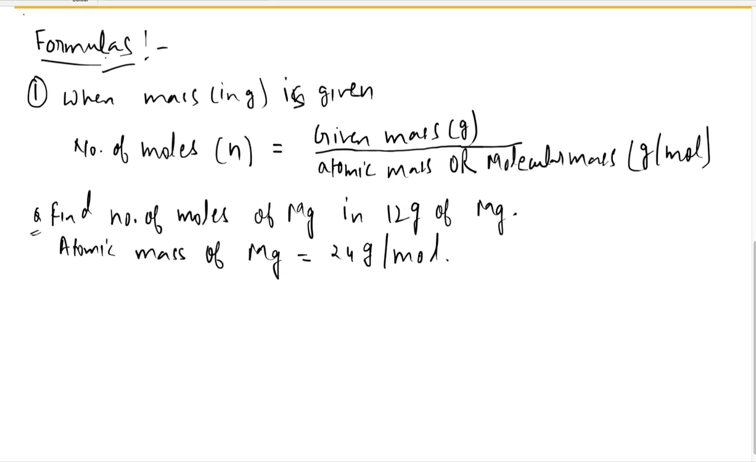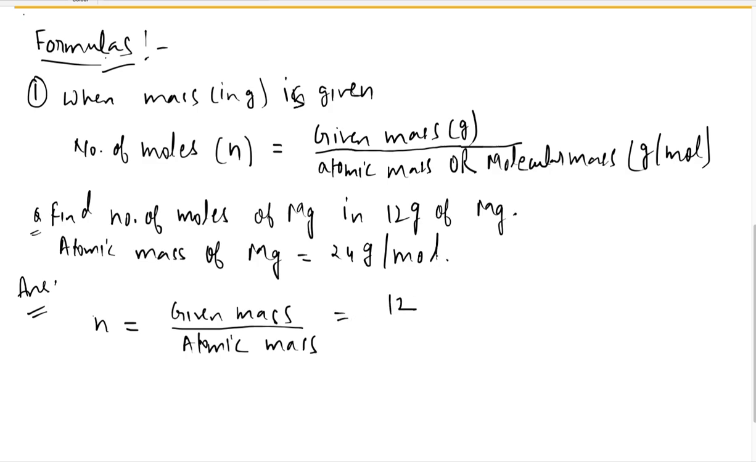So we can just put it in the formula which I have written over here. The number of moles is given mass upon atomic mass. So this will be 12. We have to make sure this is in gram. The units are the same. It is also in gram per mole. Had it been given in kg, you would have to convert it. So please be careful about the conversions. So this will be 24. So it is 0.5 mole.